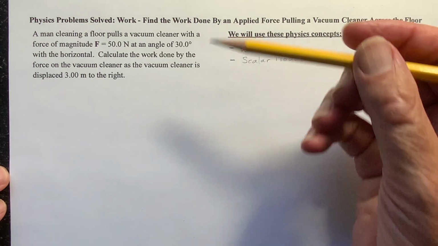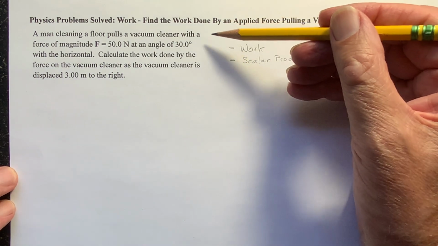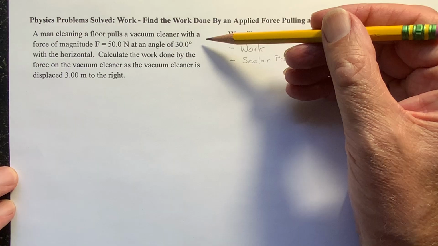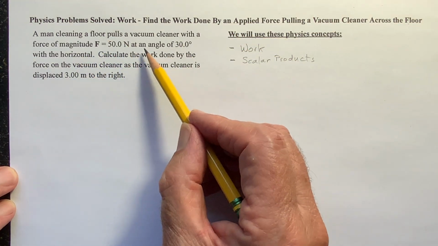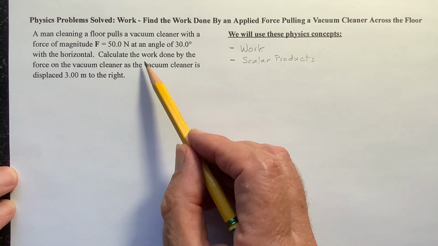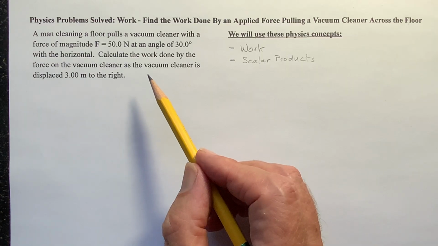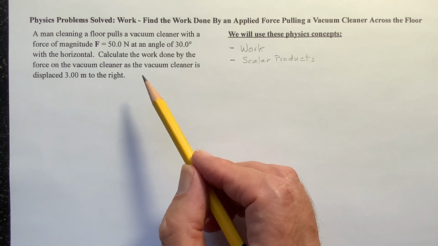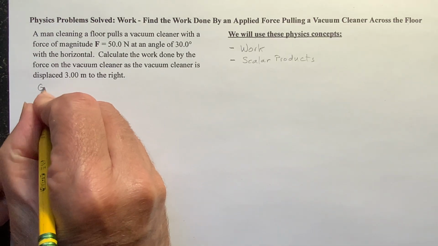So let's read the problem. A man cleaning a floor pulls a vacuum cleaner with a force of magnitude F equals 50 newtons at an angle of 30 degrees with the horizontal. Calculate the work done by the force on the vacuum cleaner as the vacuum cleaner is displaced 3 meters to the right. All right, so let's set this up.